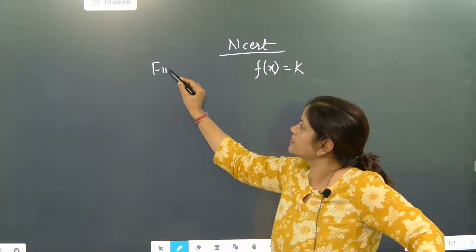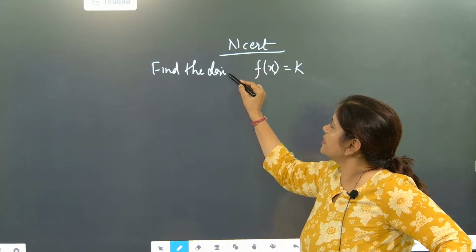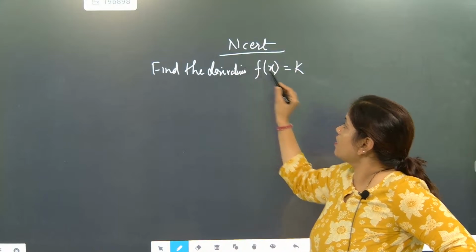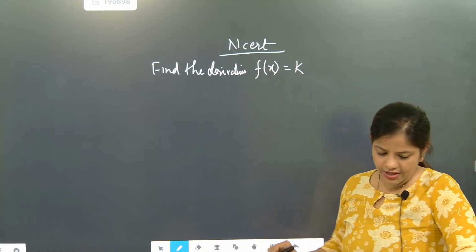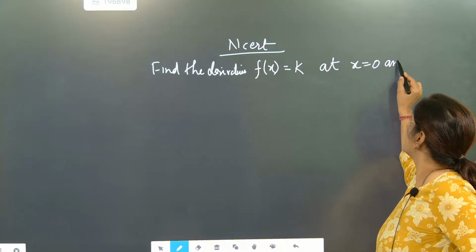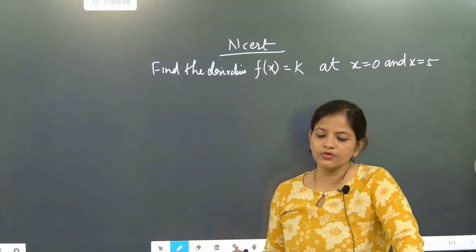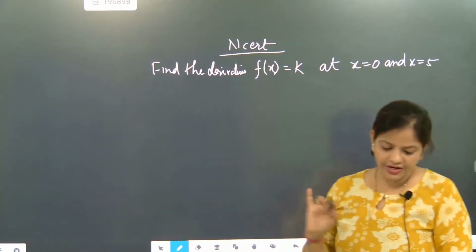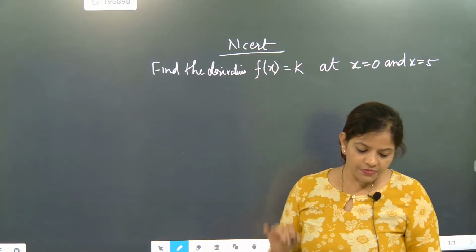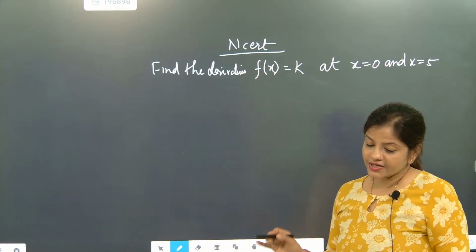Find the derivative of f of x is equal to k at x is equal to 0 and x is equal to 5. So these are the two values. We have to check the derivative part of it. Now beta, 0 left and 0 right. What are we going to do? Just check this one out.